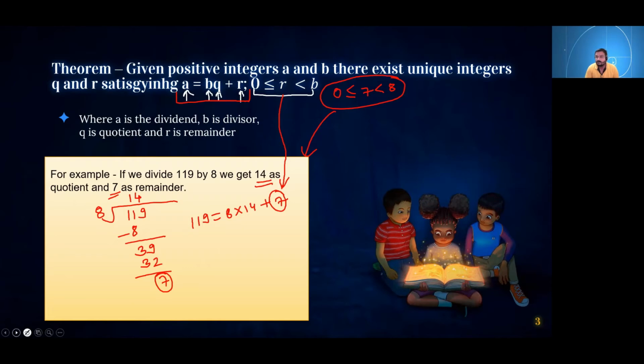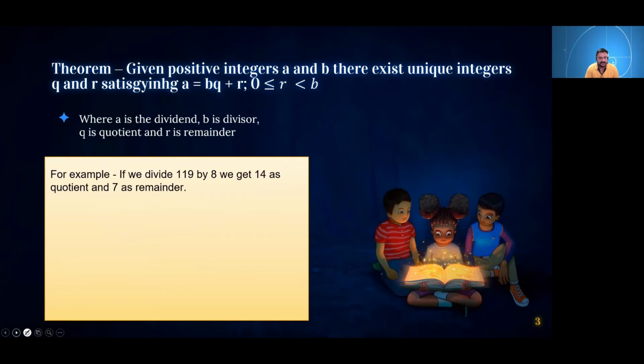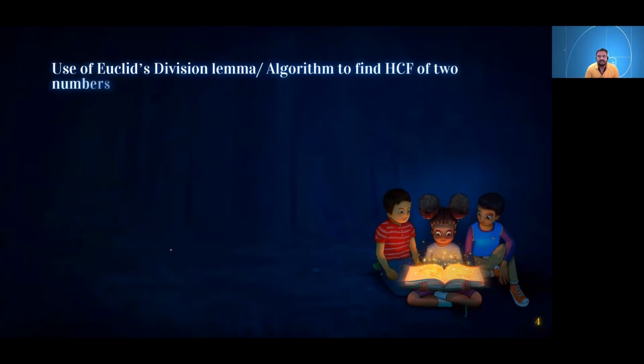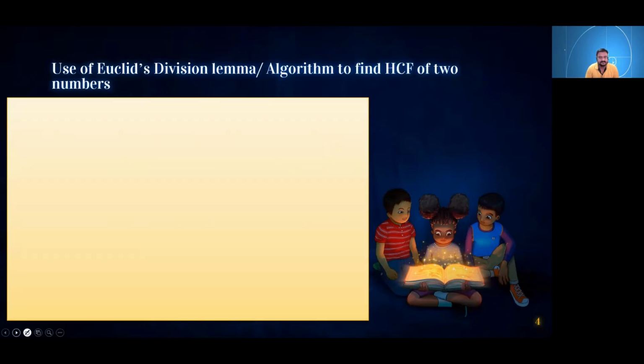Now we will see how to find the HCF. Use of Euclid's division lemma or algorithm to find the HCF of two positive numbers. For example, we have to find the HCF of 125 and 35.